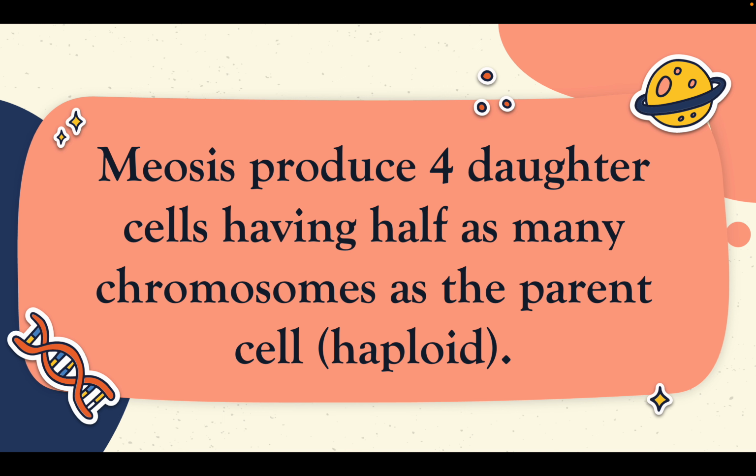Okay? So remember that. Haploid, only 23 chromosomes. Diploid is complete with 46 chromosomes. The egg cells and the sperm cells only have 23 chromosomes, hence they are called haploid.